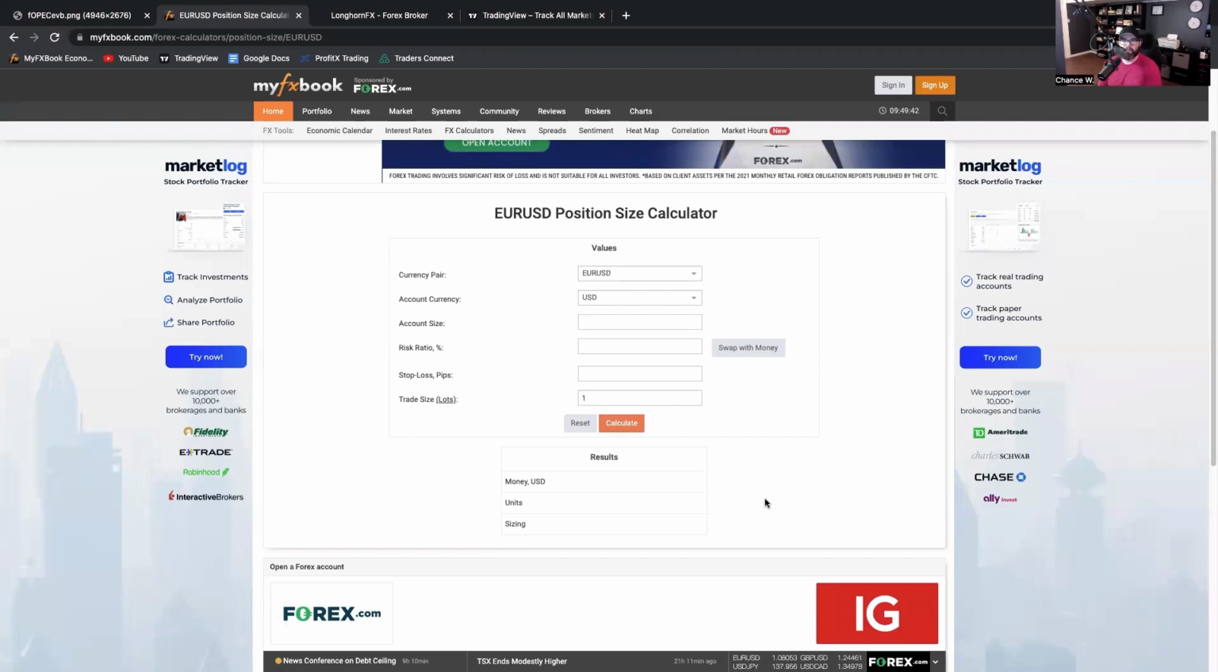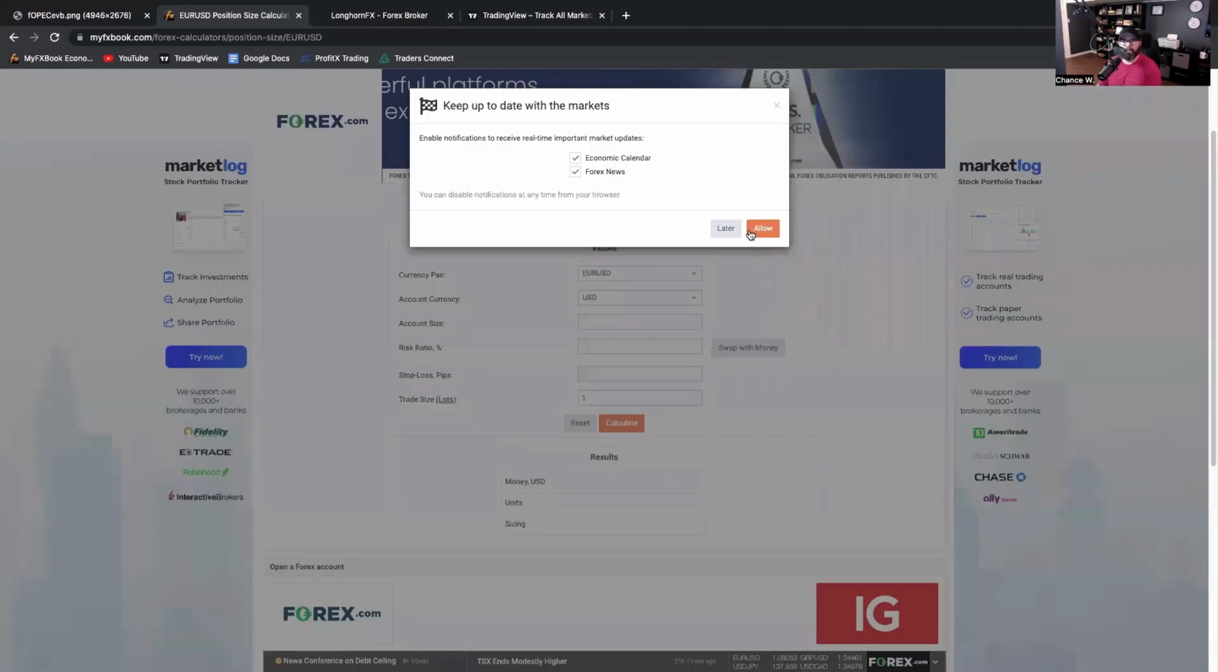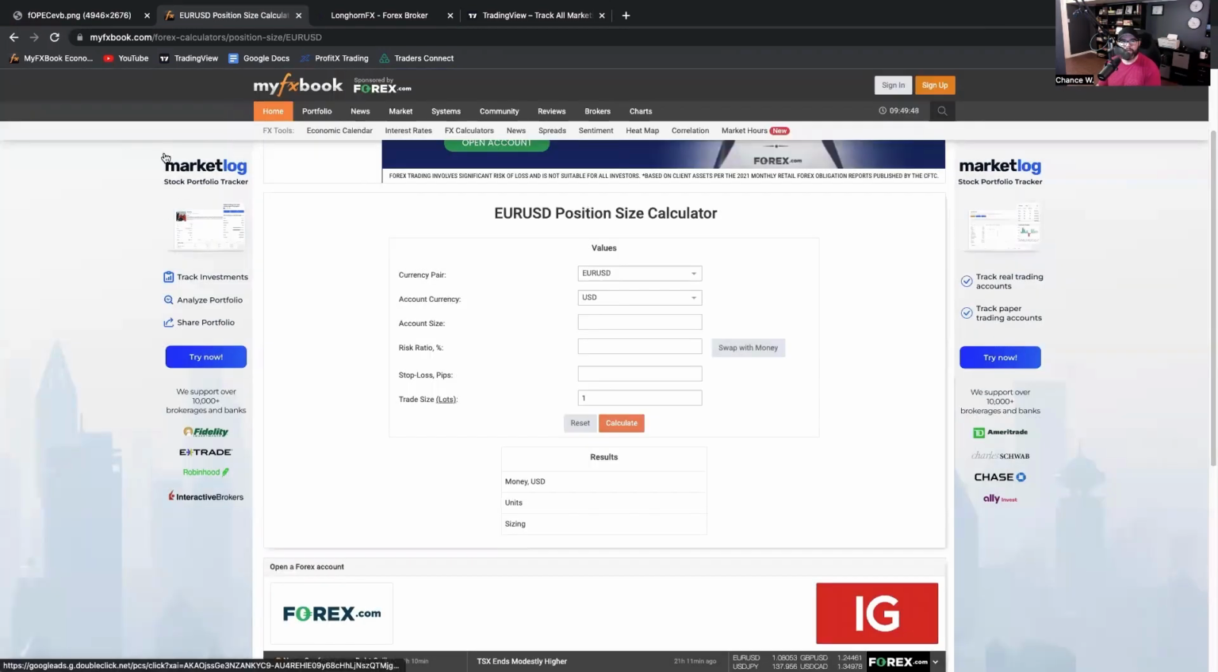Okay, so here we have a Forex position size calculator, and the one I'm using currently is myfxbook.com, the Forex position size calculator. Just go to Google and type in Forex position size calculator, and the one that pops up from MyFXBook is the one I used quite a bit when I was first starting out.